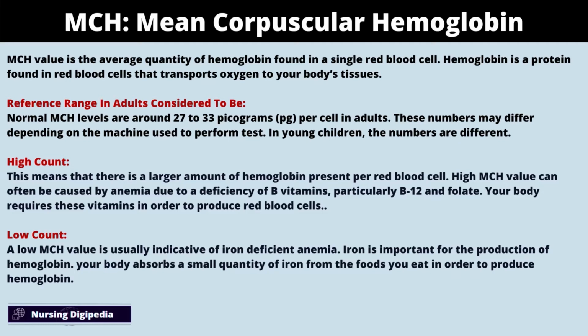High MCH value can often be caused by anemia due to a deficiency of B vitamins, particularly B12 and folate. Your body requires these vitamins in order to produce red blood cells. A low MCH value is usually indicative of iron deficiency anemia. Iron is important for the production of hemoglobin. Your body absorbs a small quantity of iron from the foods you eat in order to produce hemoglobin.